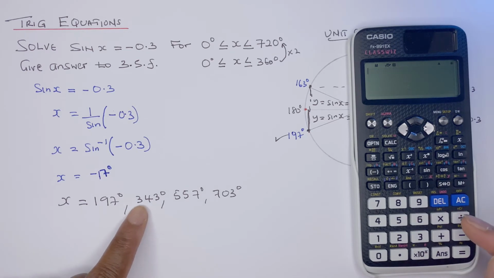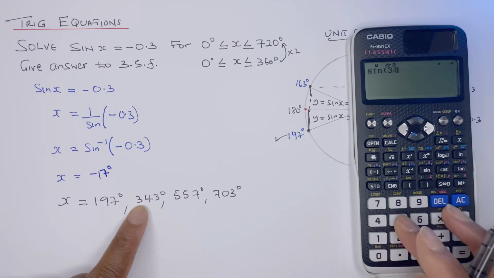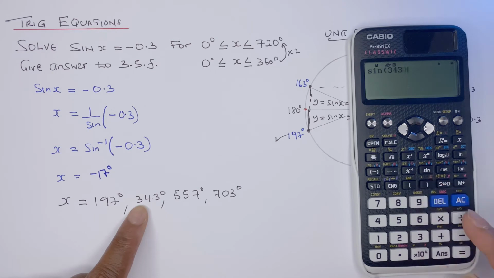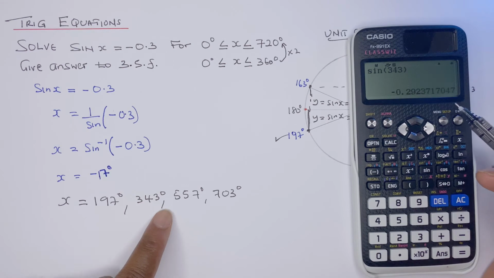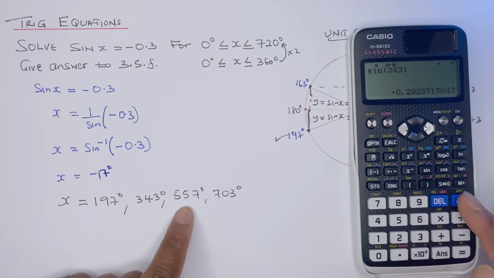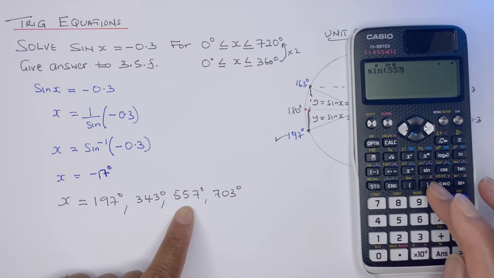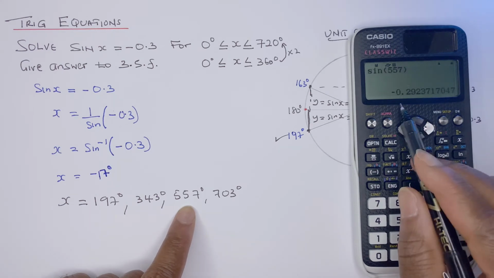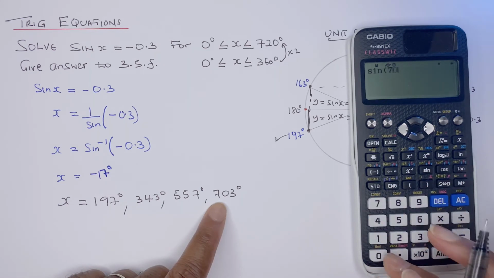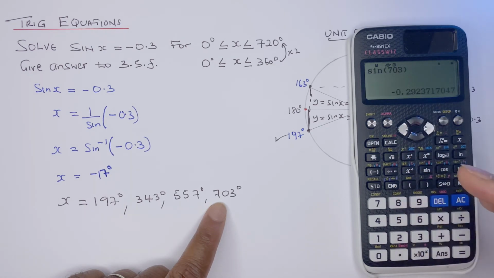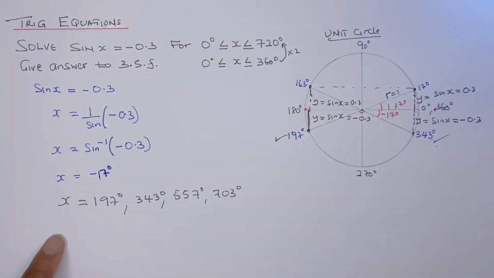Okay, that's good. What about sine 343, close bracket? Again, you get minus 0.29, so that's 0.3. What about sine 557, close bracket? Again, minus 0.29, so that's good. What about sine 703 degrees, close bracket? Again, minus 0.29. So that's awesome. So those are the 4 values we need.